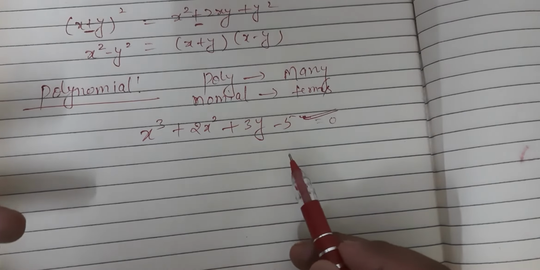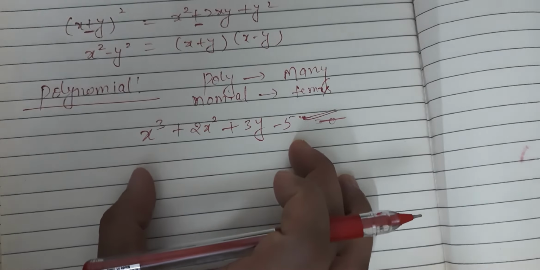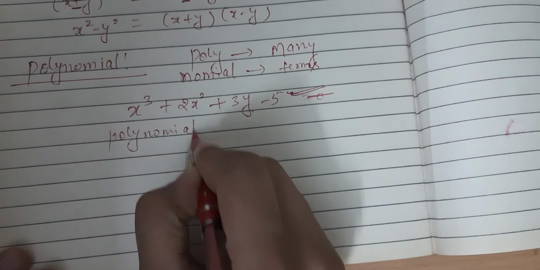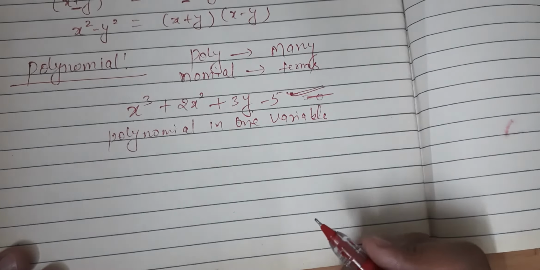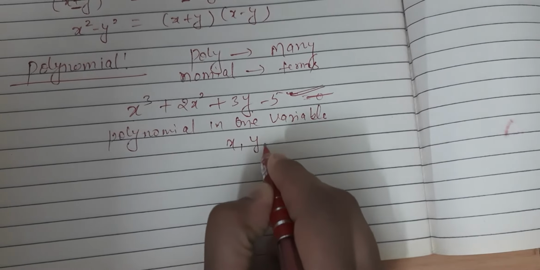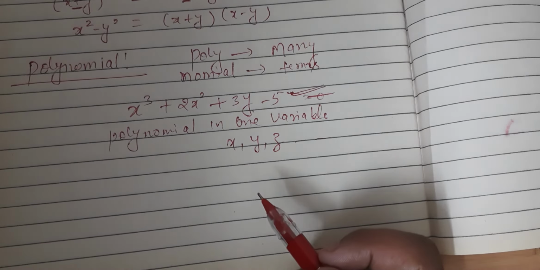Whenever you find this equal sign, it means it's an equation. No equal sign, then this expression is called a polynomial. And here in this polynomial we are using only one variable, so it's a polynomial in one variable. Okay, so here we will study polynomials in one variable only, and this variable we can take x, y, z. Okay, we can take either x or y or z.